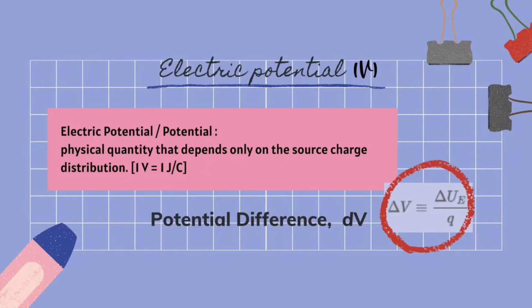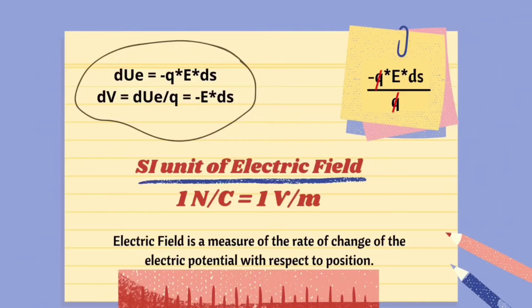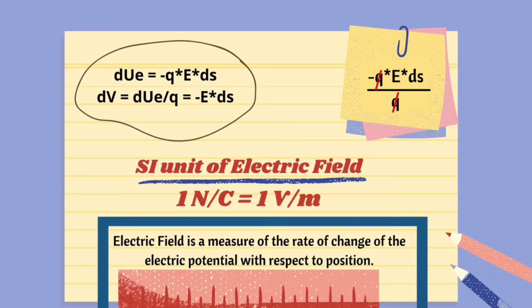Another formula to calculate the potential difference is by inserting the formula of the difference of electric potential energy into the previous formula. As we can see here, we can cut out the Q, and what's left is only this equation to find the potential difference. This equation shows us that potential difference also has units of electric field times distance, which means the SI unit of electric field can also be expressed in volts per meter. What we can conclude here is that the electric field is a measure of the rate of change of the electric potential with respect to position.